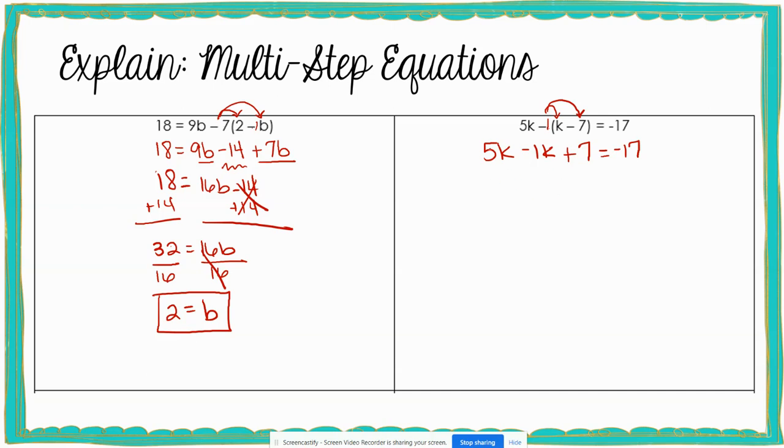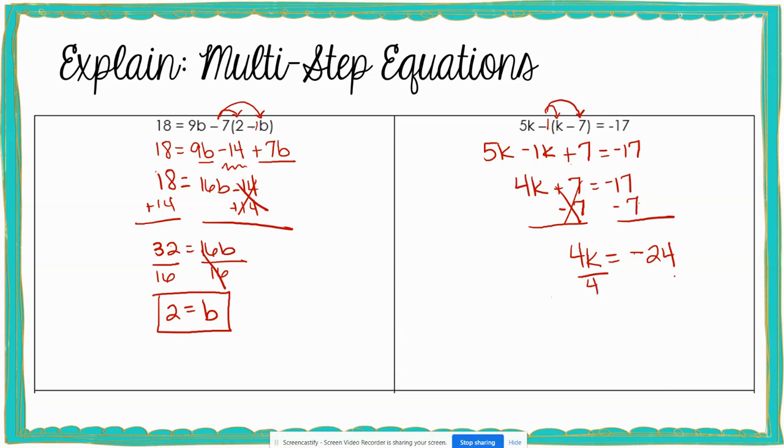I'm going to put my like terms together, so 5k minus 1k is 4k, and then I have plus 7 equals negative 17. Now, since both sides are simplified, I'm going to solve like normal. I'm going to start by subtracting 7 from both sides. 7 minus 7 cancels to leave me with 4k. Negative 17 minus 7 is negative 24.